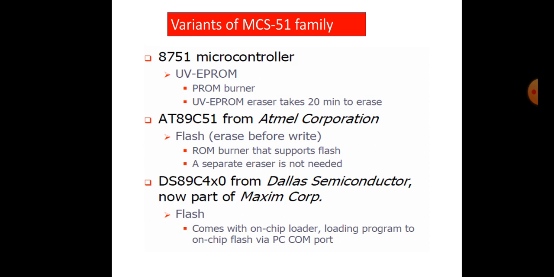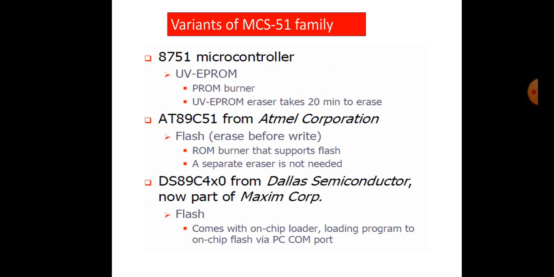So some of the other members are the 8751 microcontroller. As compared to the earlier 8051, which had a ROM, the 8751 consists of a UV EPROM instead of a one-time programmable ROM. 8751 consists of UV EPROM, ultraviolet erasable programmable read only memory. One thing is that in case of 8051, once the ROM has been programmed, it cannot be reprogrammed.